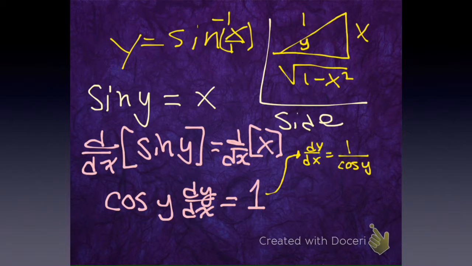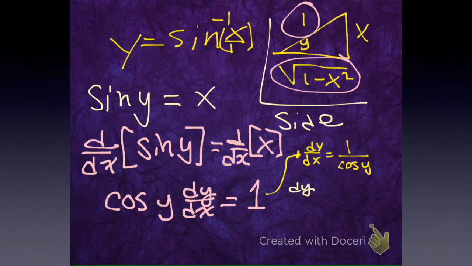Now we've got to go back and substitute. We've got the cosine y and we've got that triangle up here. The cosine of this triangle is the adjacent over the hypotenuse. So we can rewrite that down there with the adjacent over the hypotenuse.